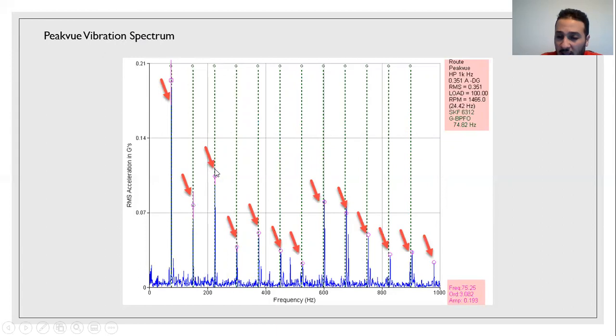Also, I'm going to talk in a separate video about all the high frequency detection techniques and the alarm levels, like the PeakVue, demodulation, spike energy, envelope acceleration, and the difference between them. But it's not very high, but the fault is very clear. And you can see the fault frequency with harmonics.